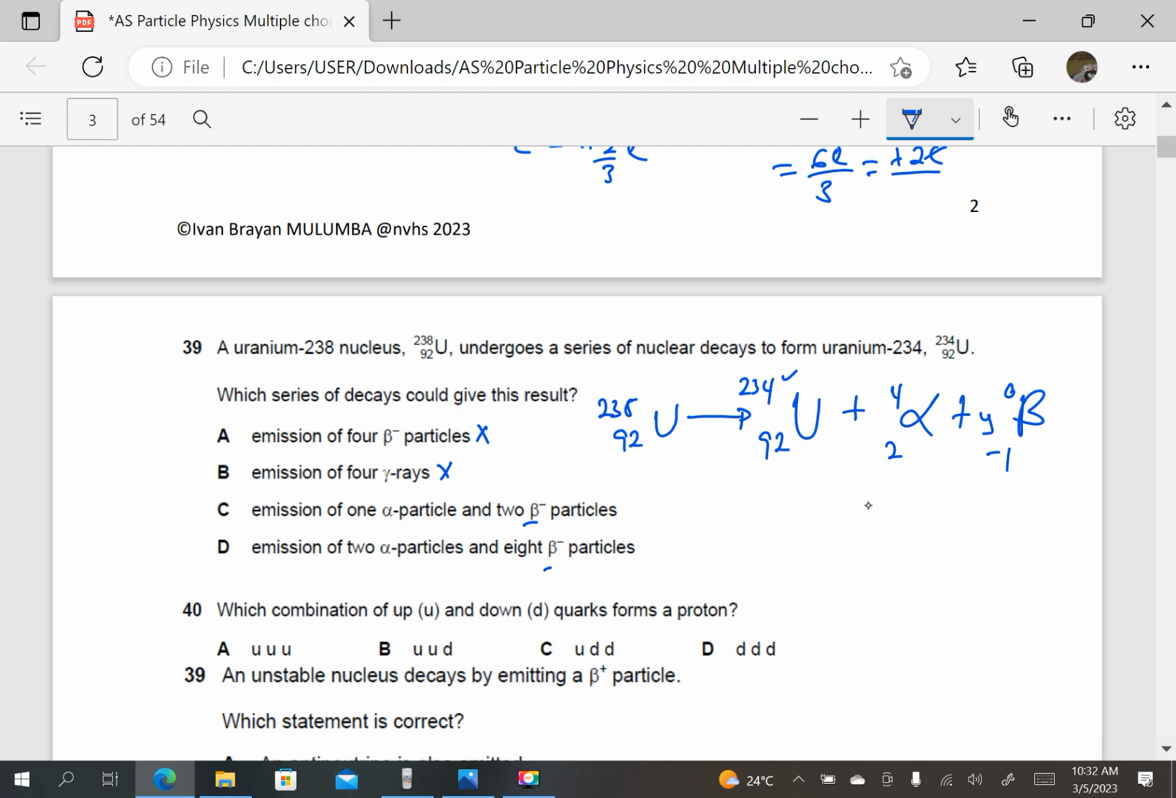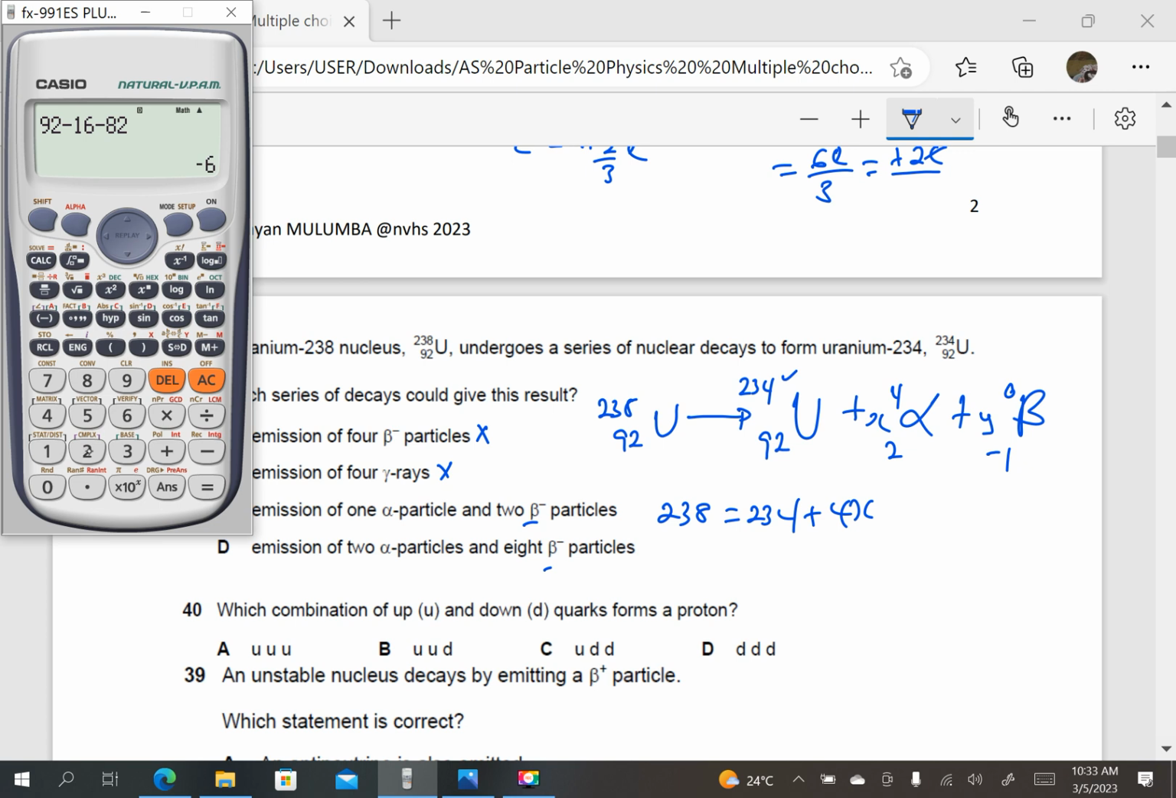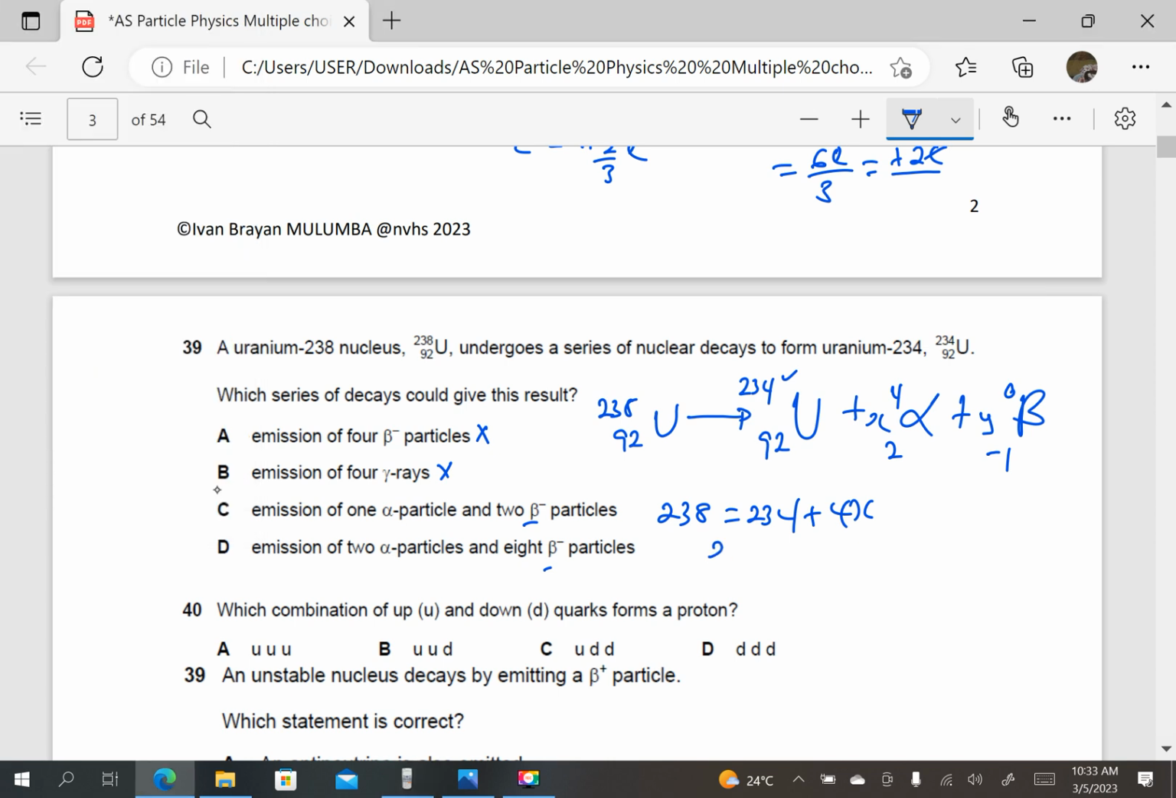Let me call the number of alpha particles x and the number of beta particles y. It is the alpha particles which determine the nucleon number, so I will consider the alpha particles in determining x. I'll have 238 equals 234 plus 4x, plus y times 0, that is 0. So x is 238 minus 234 divided by 4. It means there is 1 alpha particle emitted.